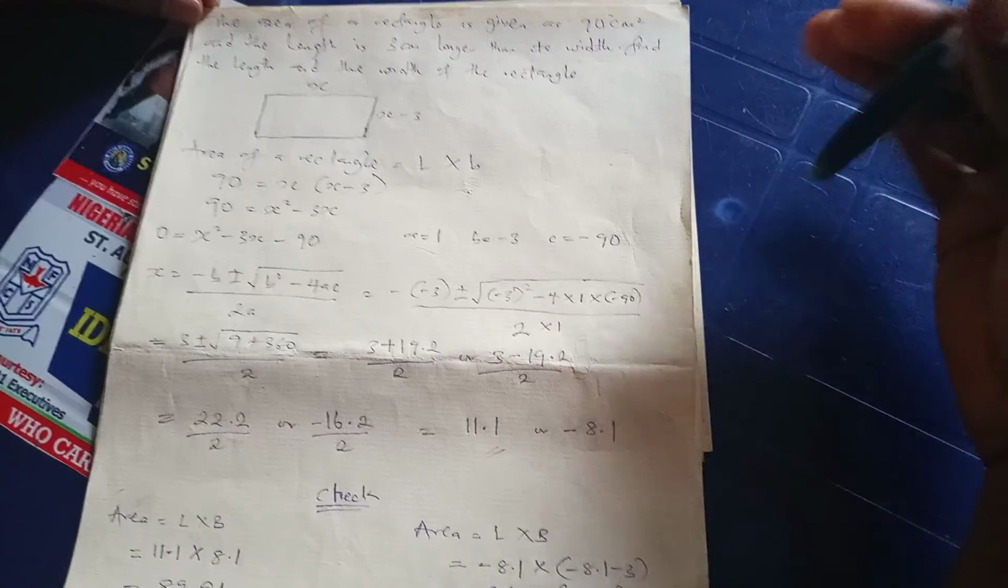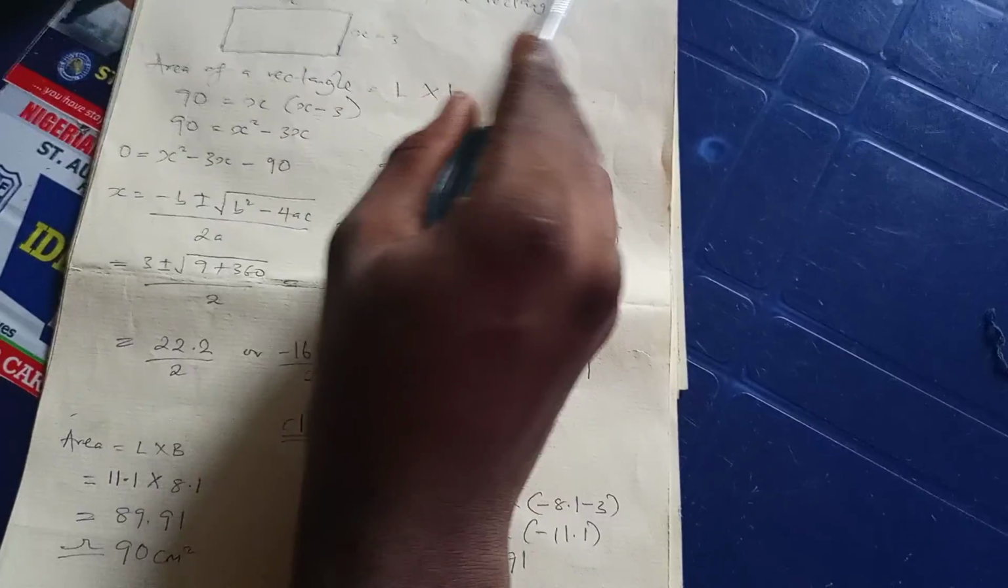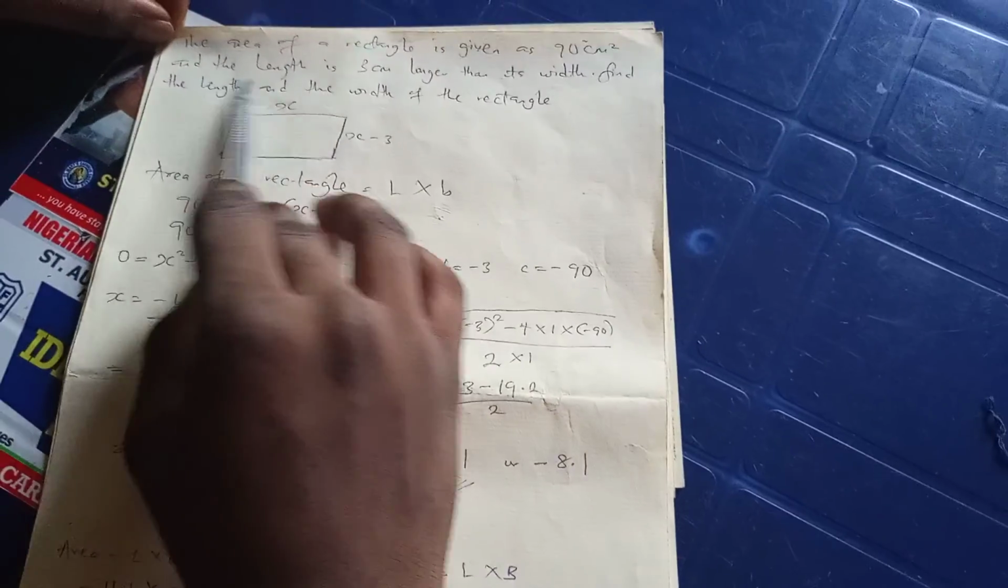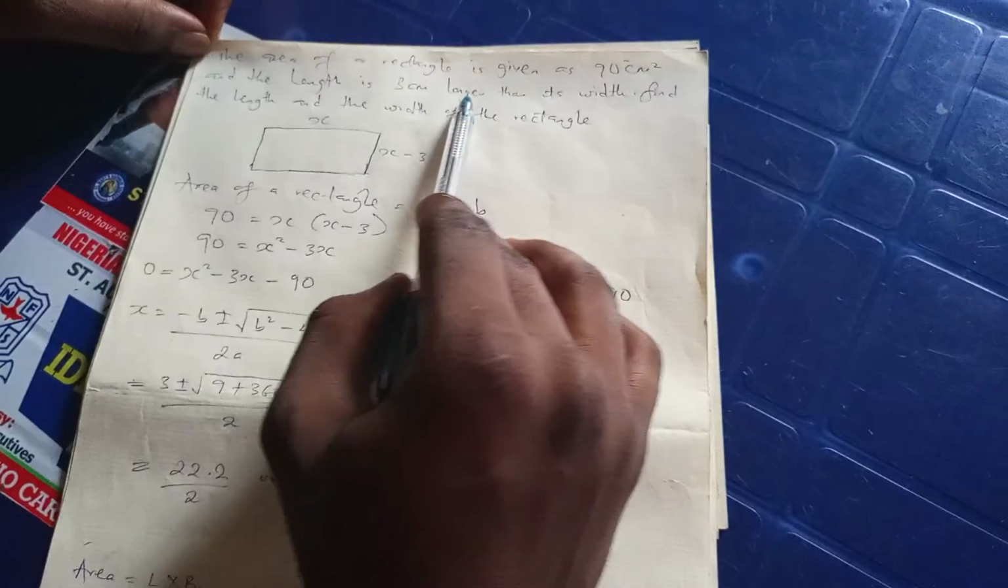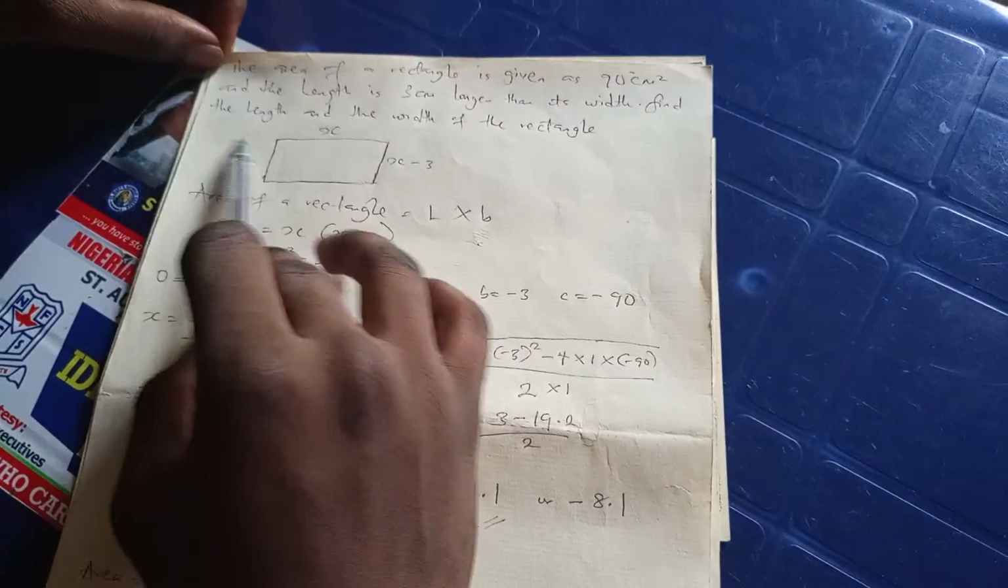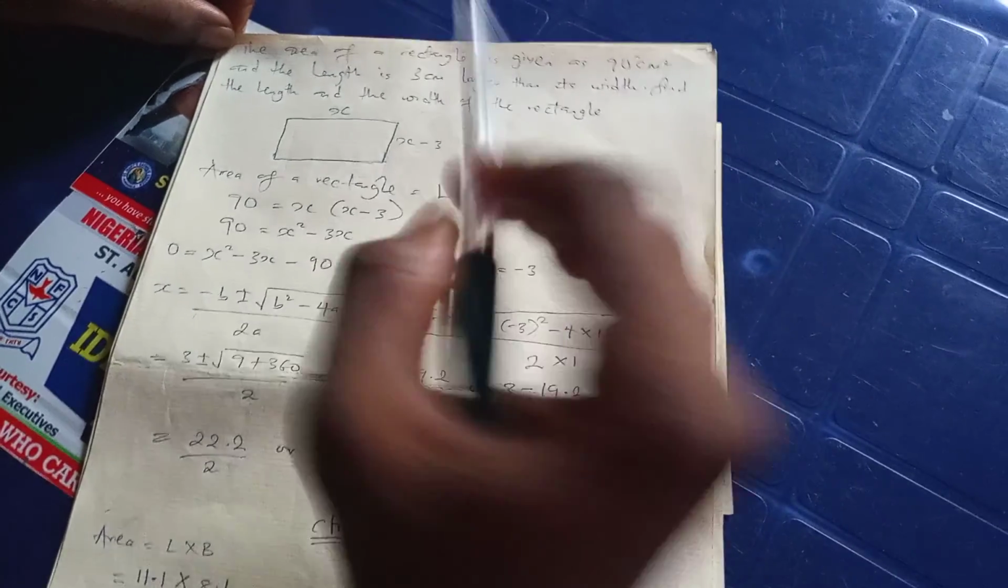A solved question, and this says the area of the rectangle is given as 90 centimeter square, and the length is 3 centimeter longer than its width. Find the length and the width of the rectangle.